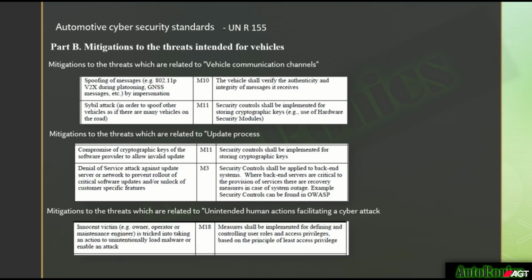Then the measures with respect to unintended human actions facilitating a cyber attack. So let's say a threat can be an innocent victim, the owner of a car or a maintenance engineer, is tricked into taking an action to unintentionally load malware or enable an attack. The mitigation can be measures shall be implemented for defining and controlling user roles and access privileges based on the principle of least access privilege. Again, these are all the higher level mitigations, but how the OEM is going to implement them and how they are going to prove it to the certification providers is what matters.